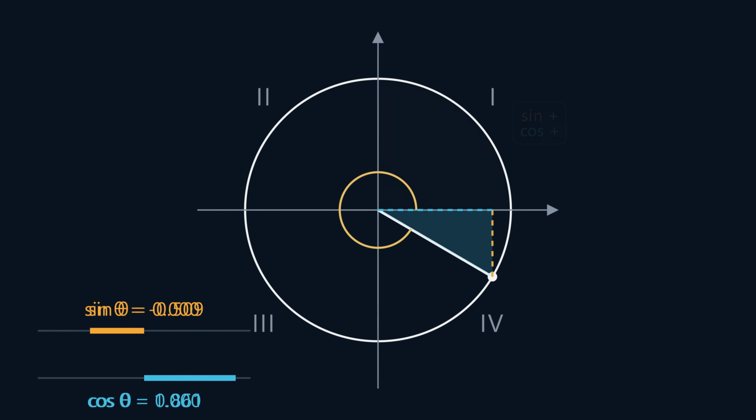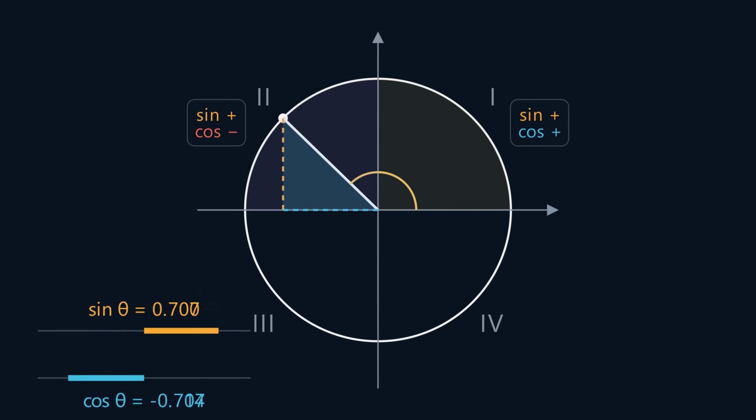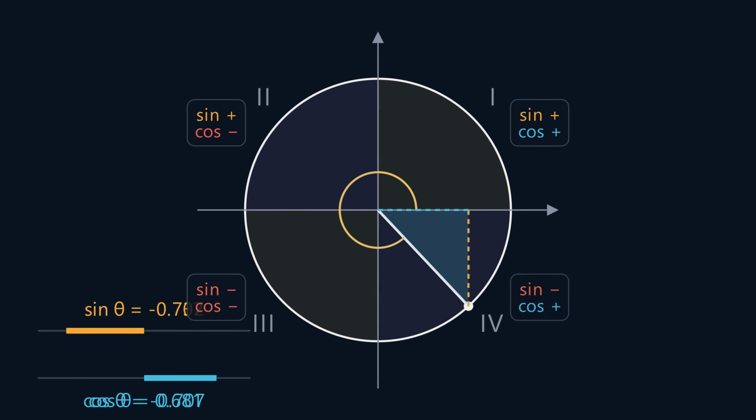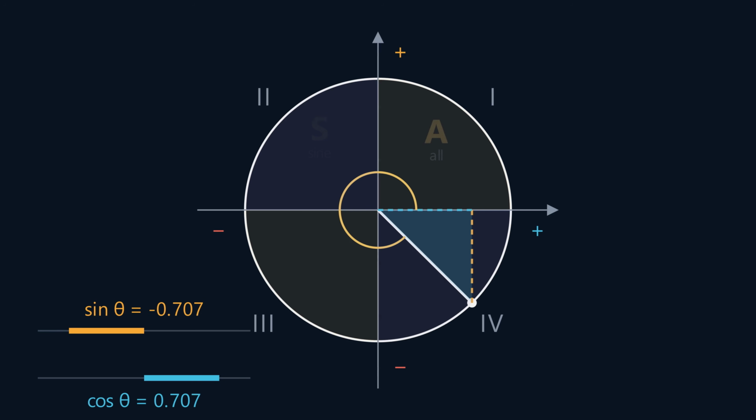In quadrant 2, x is negative and y is positive, so cosine is negative and sine is positive. In quadrant 3, both are negative. In quadrant 4, x is positive and y is negative, so cosine is positive and sine is negative. You do not memorize this. You just read the signs off the axes.